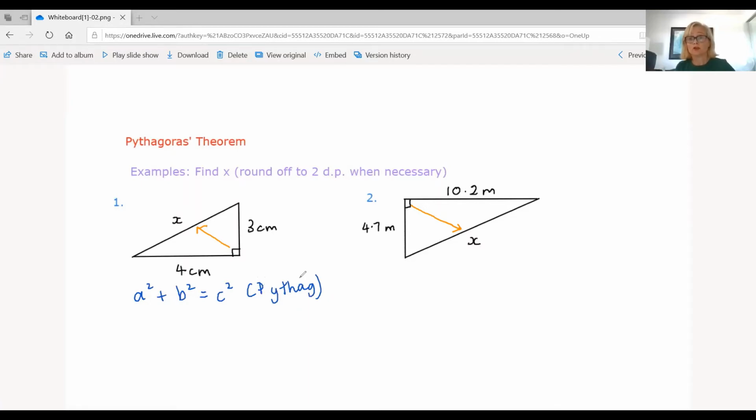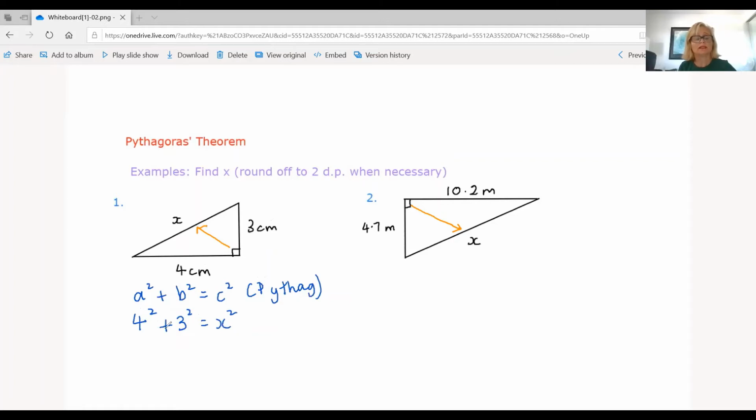All right, now we're going to do our substitution step. Now, it does not matter with your two shorter sides which one you call A and which one you call B. I'm going to call A the 4 and B the 3 centimetres. As I said, it doesn't matter because 3 squared plus 4 squared is the same thing as 4 squared plus 3 squared.